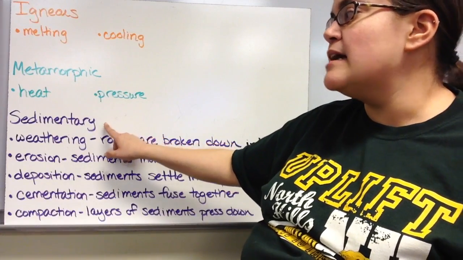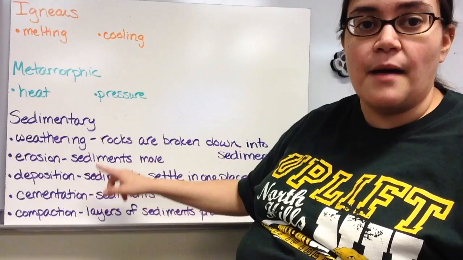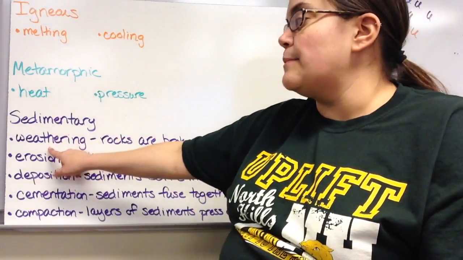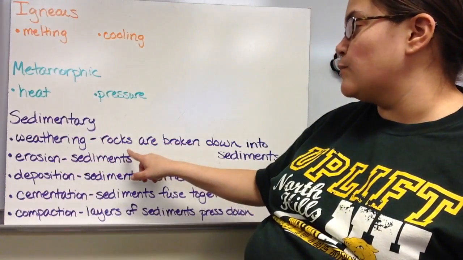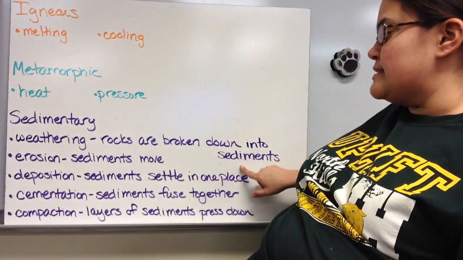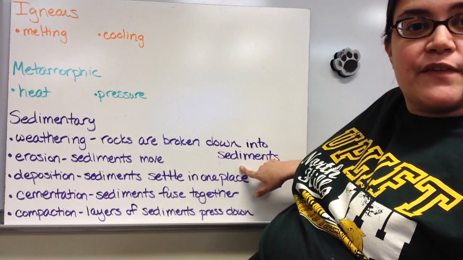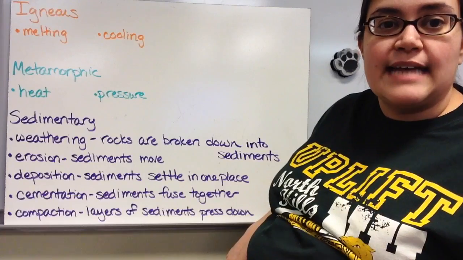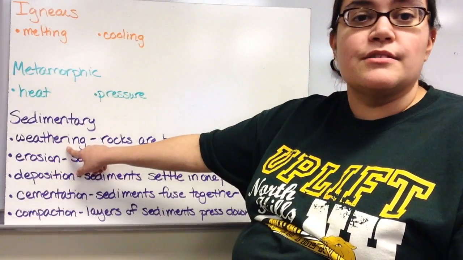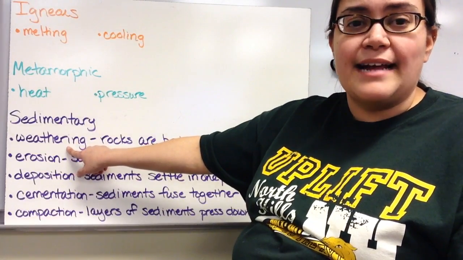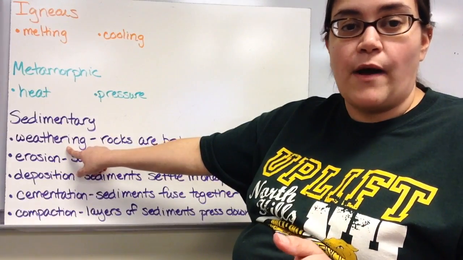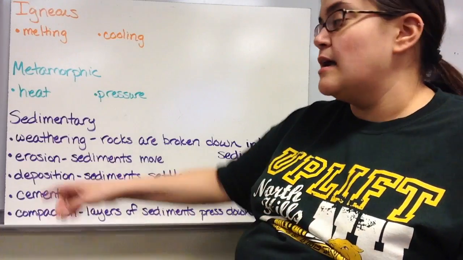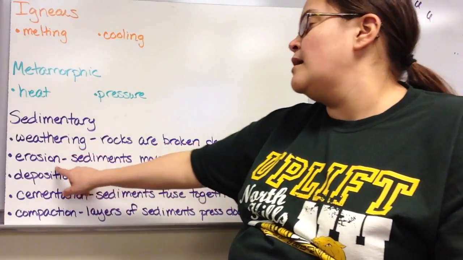And then sedimentary, there are several steps to become a sedimentary rock. It takes quite a bit to become one of these. The first step is weathering. So weathering is when rocks are broken down into sediments. And remember from a previous video that sediments are little pieces of rock that are broken down, really small and tiny. So weathering occurs with wind, water, ice, sand. There's all different types of weathering. But the rocks are broken down into tiny little pieces. And that part is weathering.